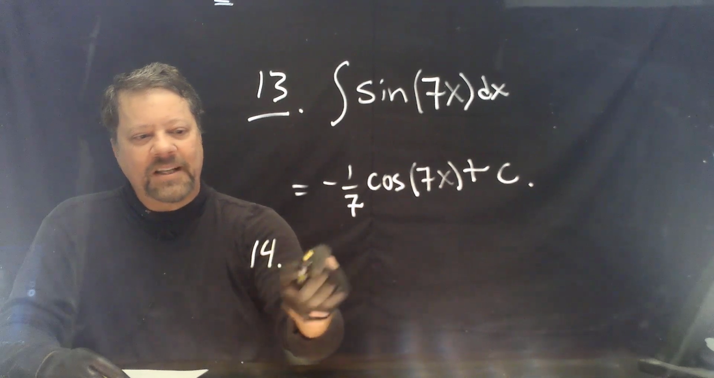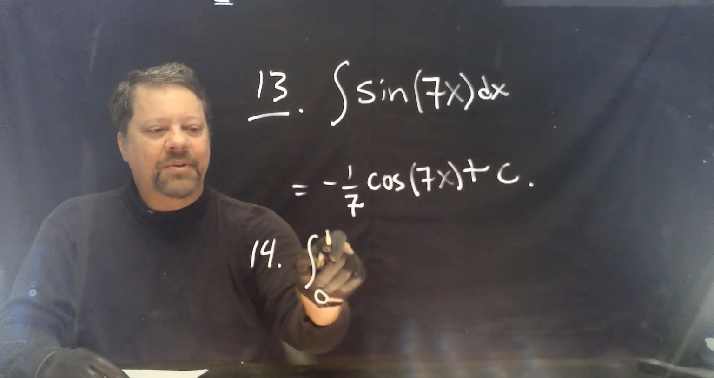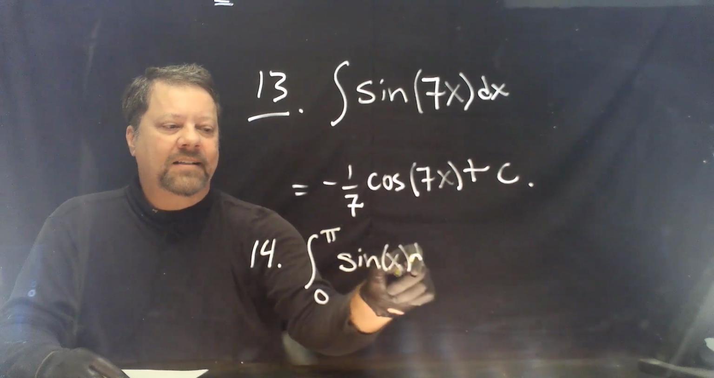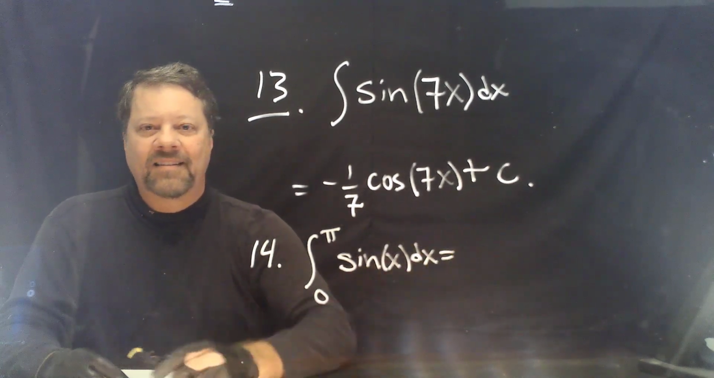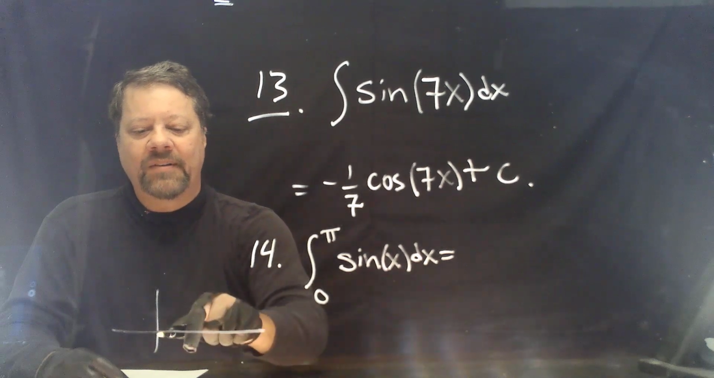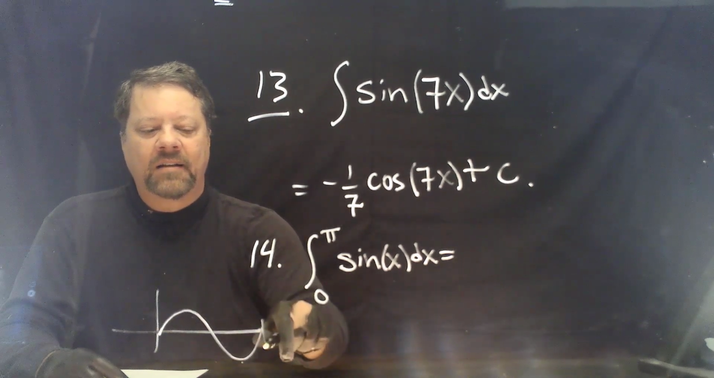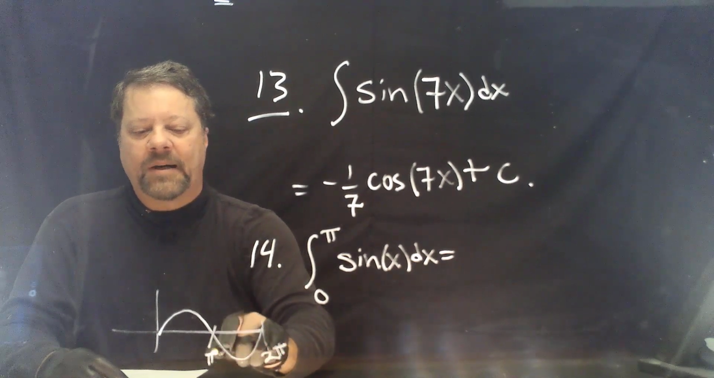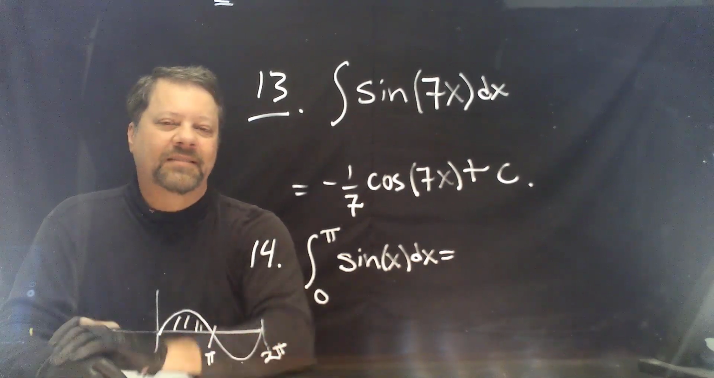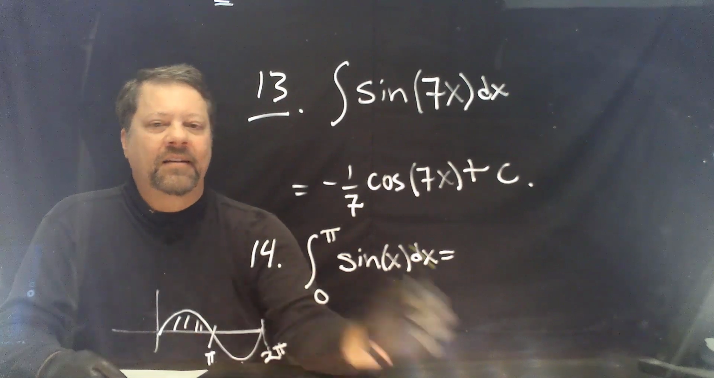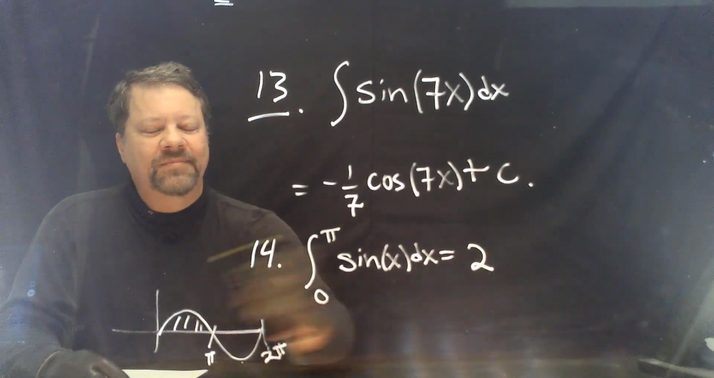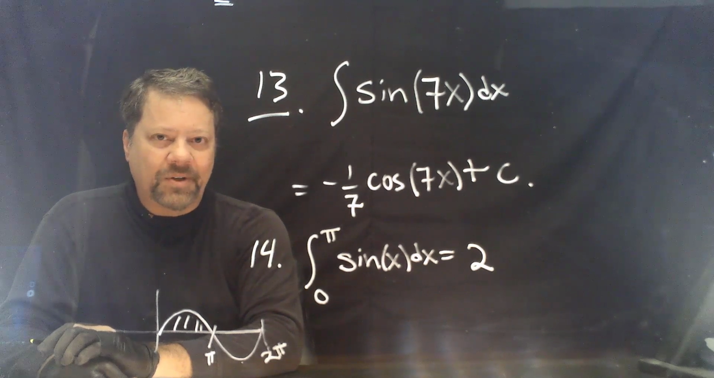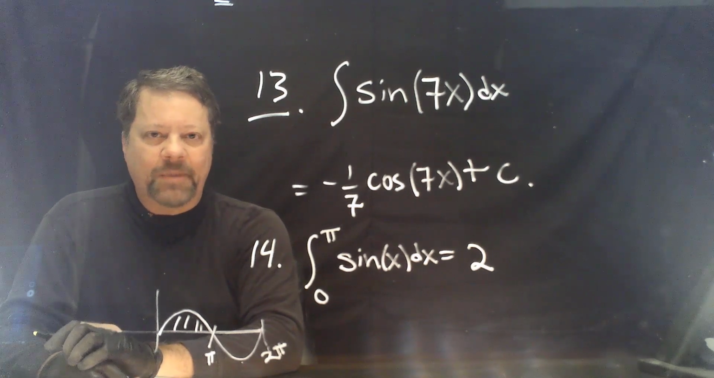On problem 14 on the practice, we're integrating from 0 to pi sine x dx. I expect you to know that if this is 2 pi, this is pi, we're integrating one bump of the sine curve. And one bump gives you 2, half a bump gives you 1. You can verify this on your own using the second fundamental theorem of calculus.